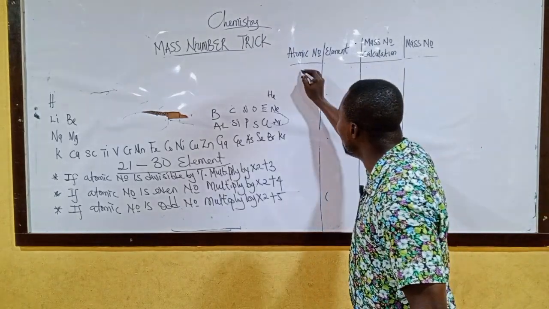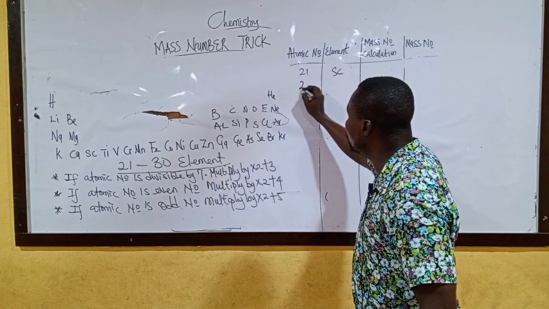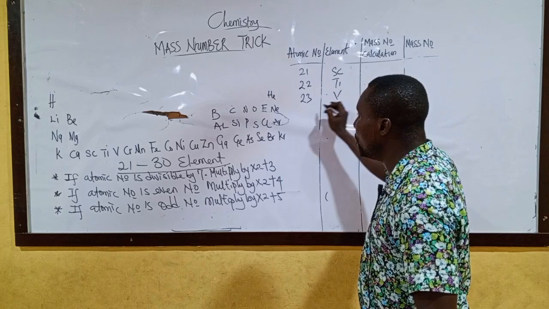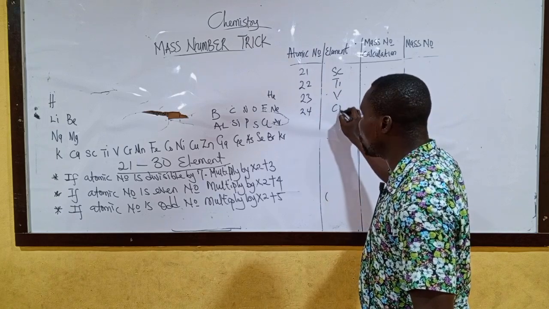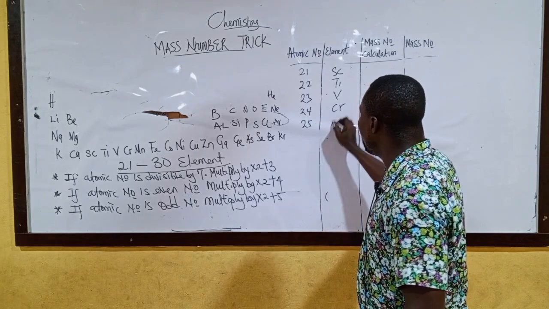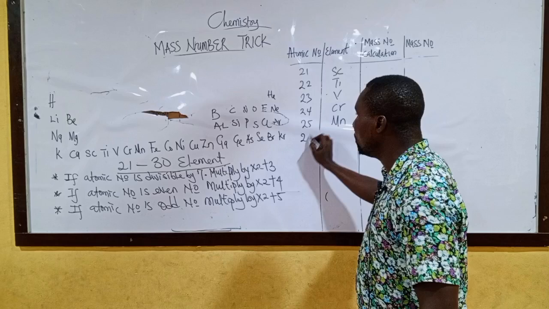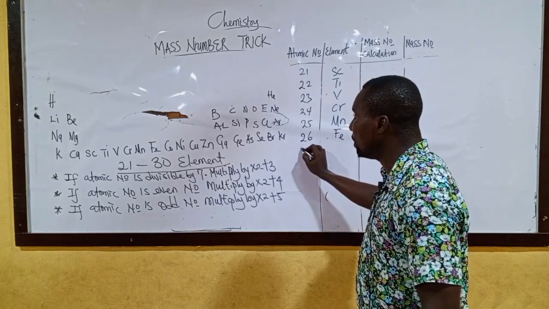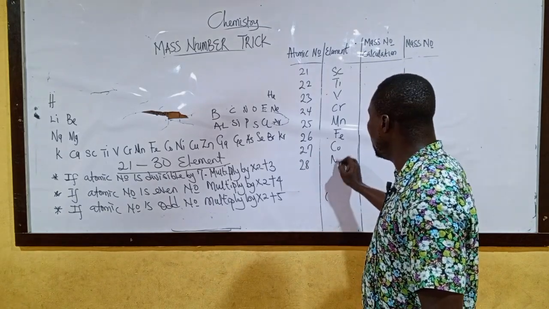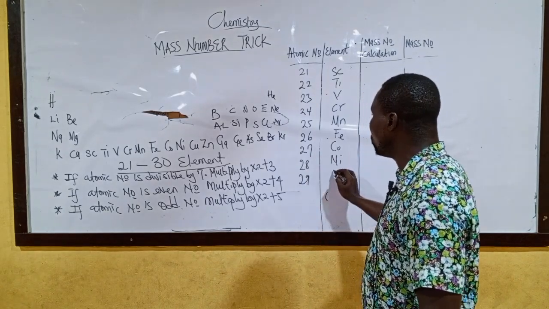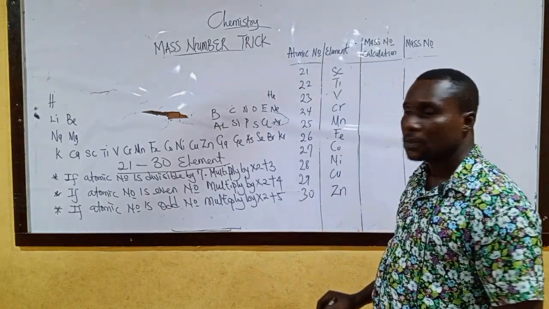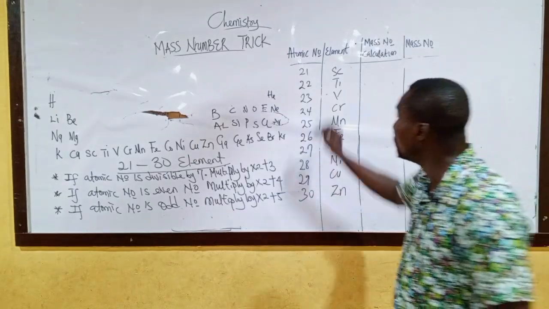Then let's do it. We have 21, which is scandium. 22 is titanium. 23 is vanadium. 24 is chromium. 25 is manganese. 26 is iron. 27 is cobalt. 28 is nickel. 29 is copper. 30 is zinc.